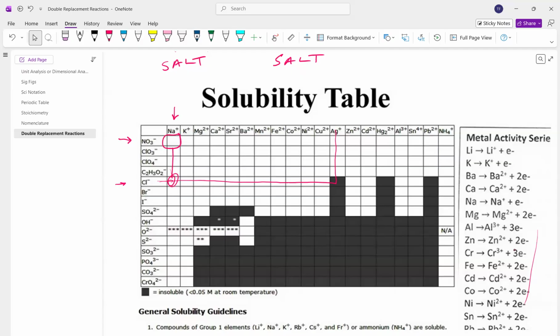Is it a black box or a white box? That's once you switch it. That's after you switch it. After you switch is on the product side. Before you switch is on the reactant side. Well, that's the switch. You can just switch the cations, or you just swap the partners. They just have to have new partners.